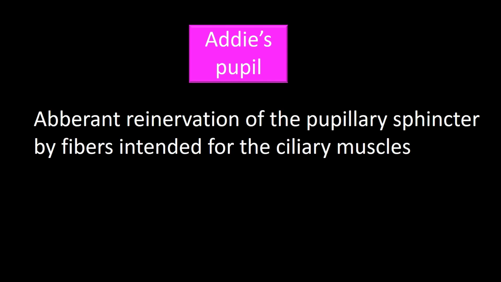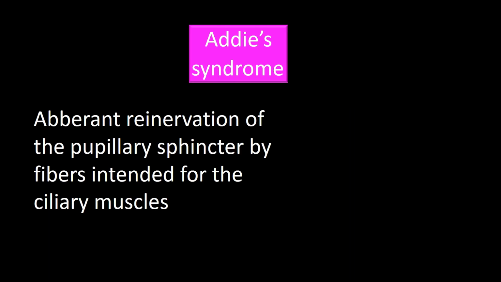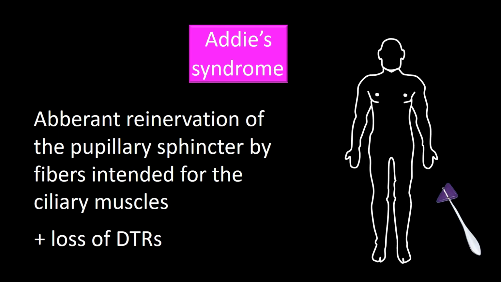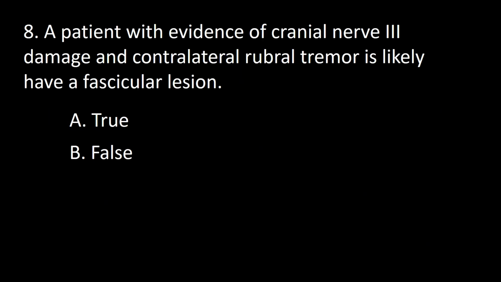So Adie's pupil is nothing more than an aberrant reinnervation of the pupillary sphincter by fibers originally intended for the ciliary muscle, which often involves one eye but may become bilateral. Adie's syndrome includes the same pupillary manifestation and pathology, but in addition there is loss of deep tendon reflexes in all 4 extremities. So the answer to this question is A.